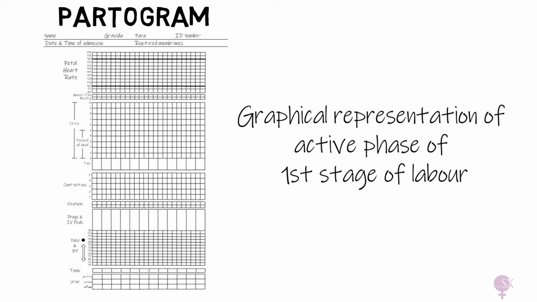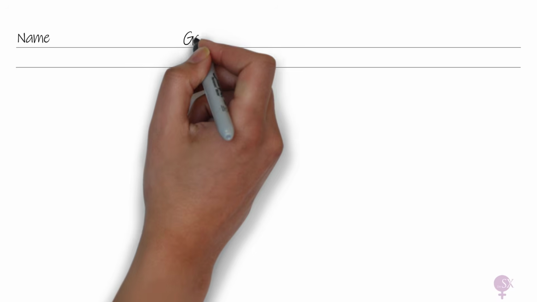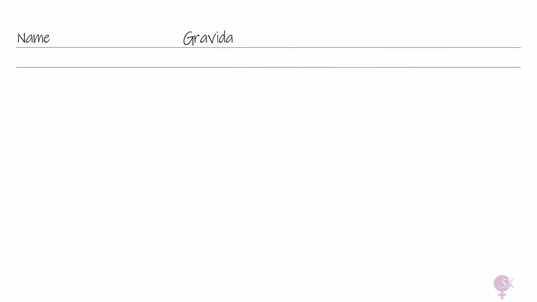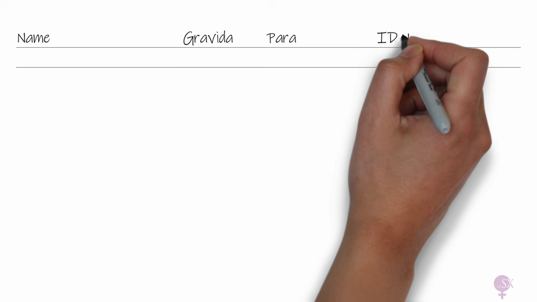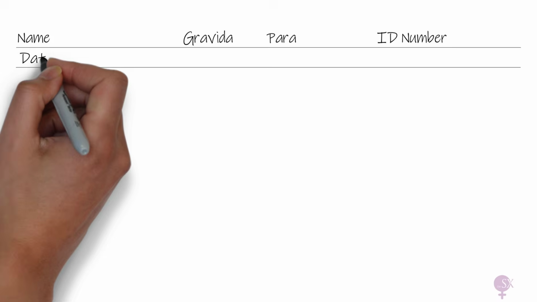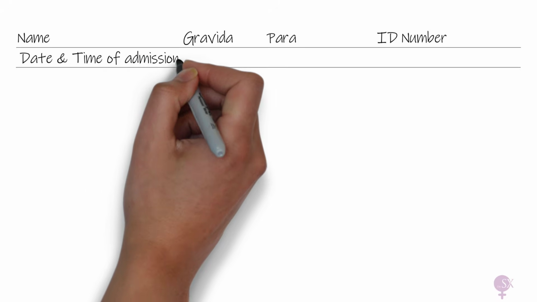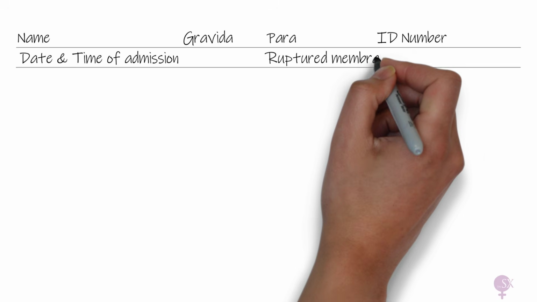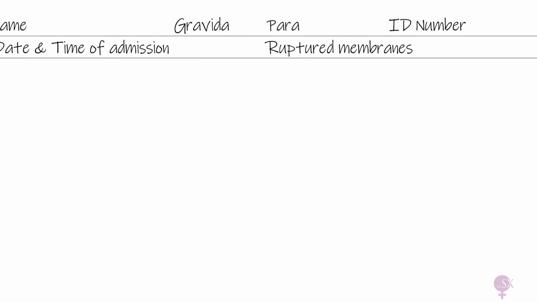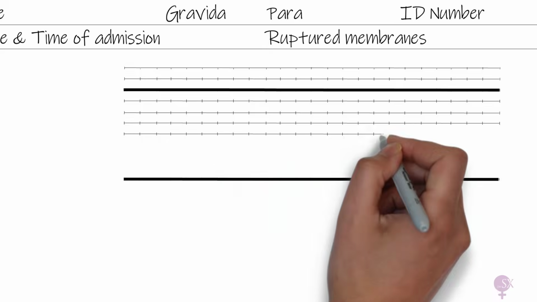Okay, so starting from the top, we've got the patient's demographics. So we've got her name, gravida, the number of times she was pregnant, and para, the number of children she has, her ID card number, the date and time of admission, and the time she ruptured her membranes, that is when her waters broke.